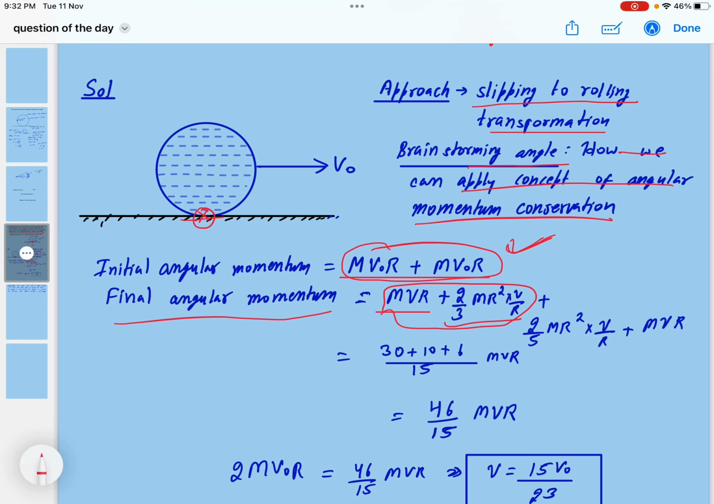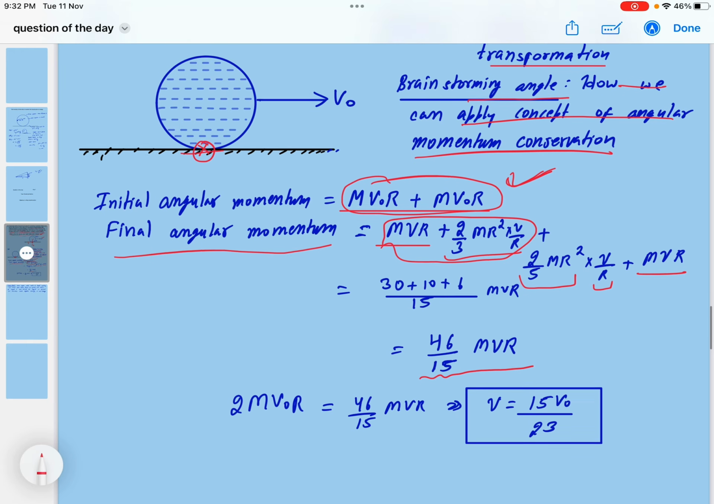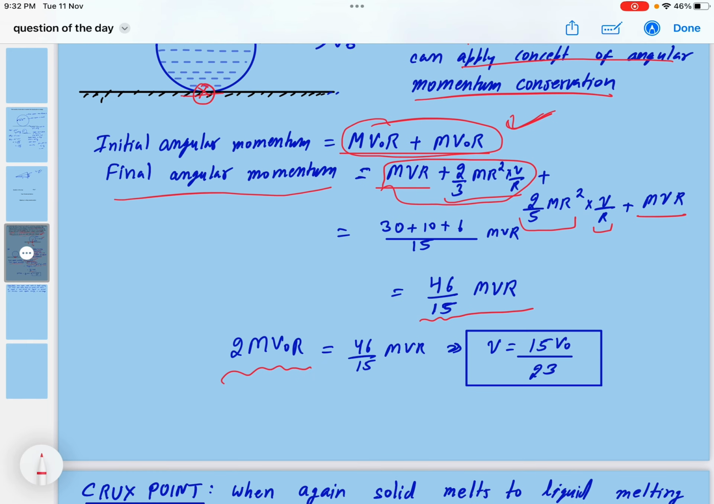Similarly, for the inside liquid, when it is converting into solid, it will become a solid sphere, so moment of inertia times omega plus the translation component. Solving this, it is 46 by 15 mvr, right? So you can check my calculation. If I have done any mistake, then post in the comment section. So initial angular momentum is equal to final angular momentum. So the velocity I am getting is 15 v0 by 23, right? So that is the answer of the first part.